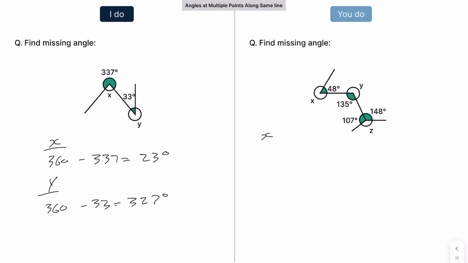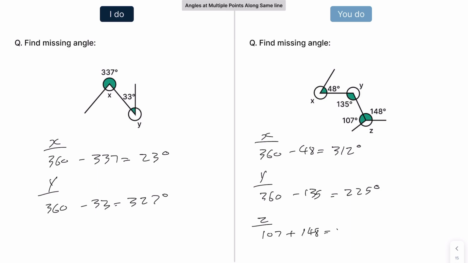So I'm going to start with x. That's 360, take away 48, so that's going to be 312 degrees. And then with y, we have 360, take away 135, which is 225 degrees. And then with z, we have 107 plus 148, which is 255. And then we have 360, take away 255, which is 105 degrees.